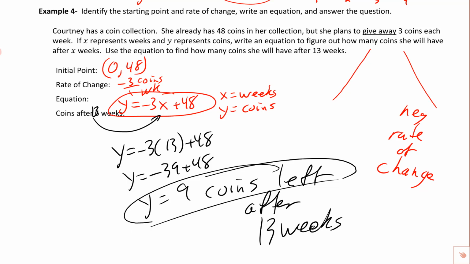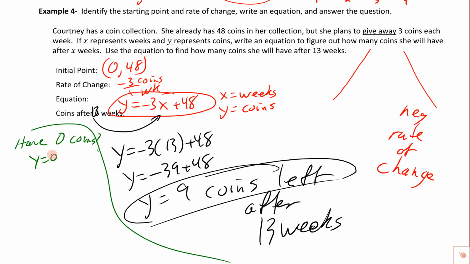I do want to show you one more thing. How many weeks would it be before she has none? So this is just kind of an extra problem here. When does she have 0 coins? When is she out? Well, if we're talking about coins, that means y equals 0. So that means I could put a 0 right there.